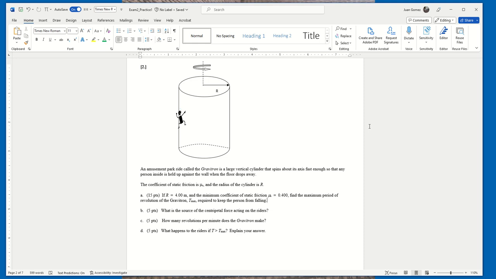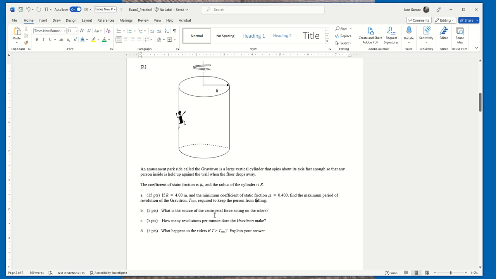If it spins too slowly, i.e. if the period gets too large, then the riders will no longer be held up against the wall and they'll begin to slip down. So I want to know the maximum period of revolution for this Gravitron so that the person won't fall. Then parts B, C, and D.